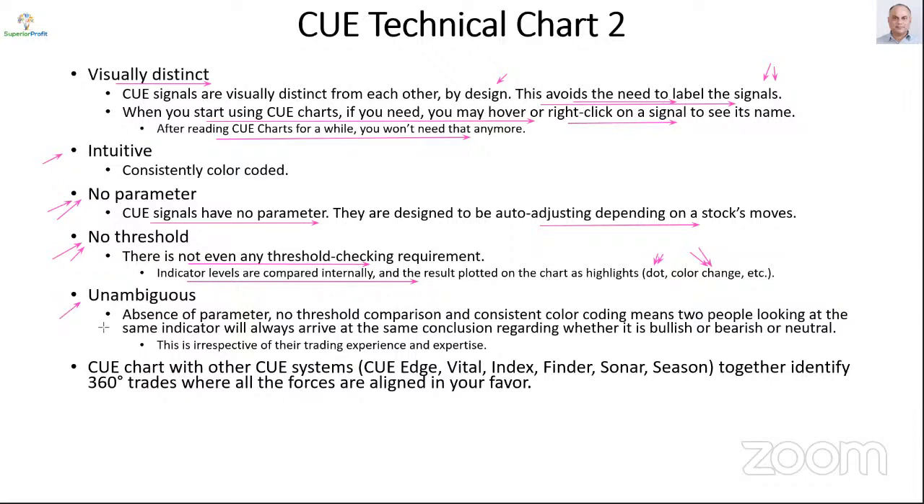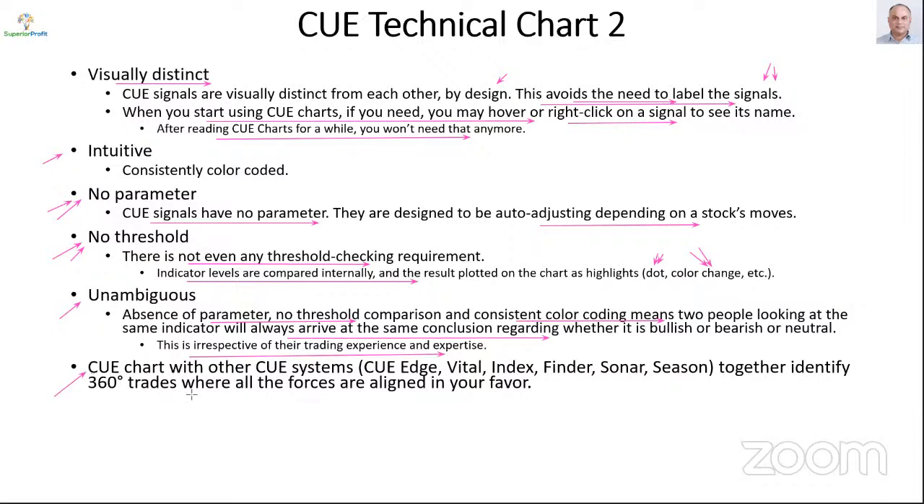And therefore, the charts become unambiguous. Firstly, the indicators become unambiguous in themselves, each of them. Two people will read the same indicator, come to the same conclusion. And because each chart template has logical grouping of indicators, this absence of any parameter, no threshold comparison, and consistent color coding means two people looking at the same indicator will always arrive at the same conclusion regarding whether it is bullish or bearish or neutral. That is irrespective of their trading experience and expertise.